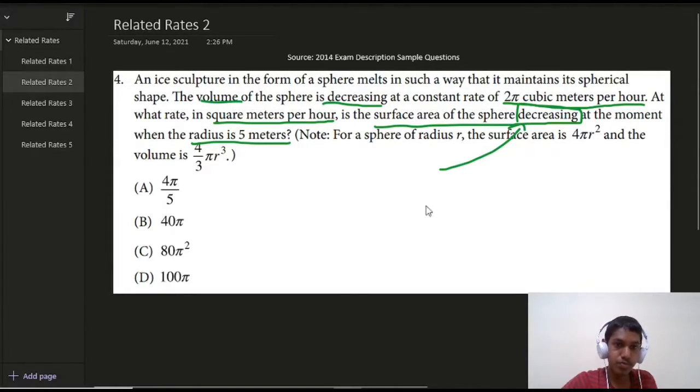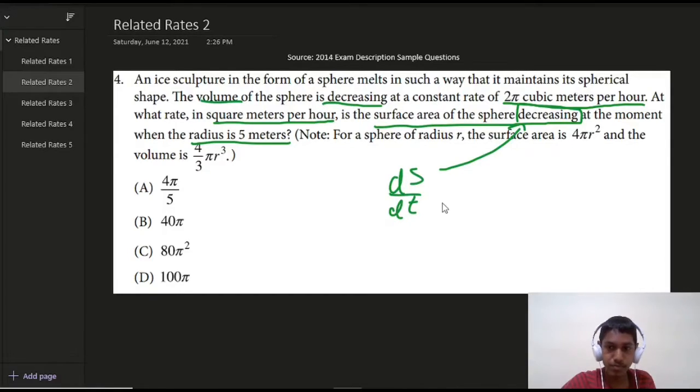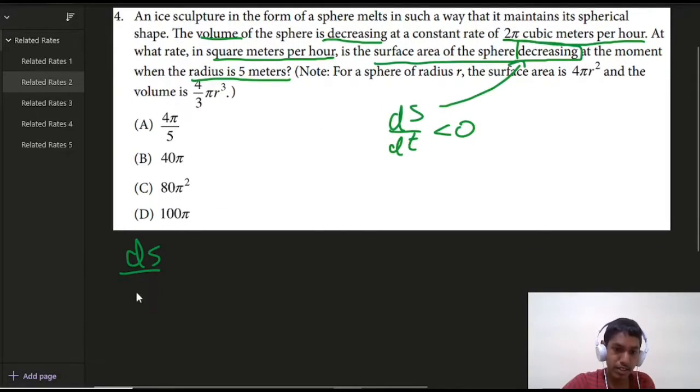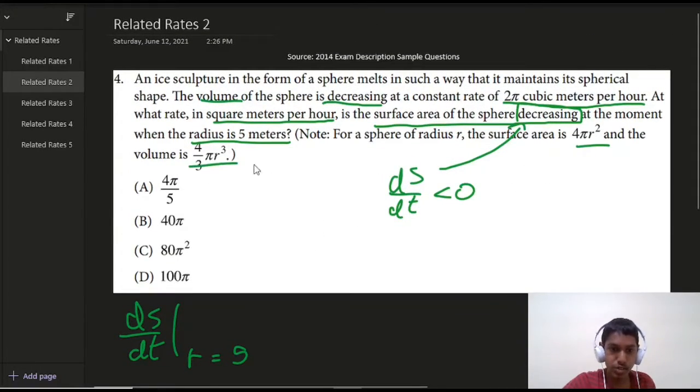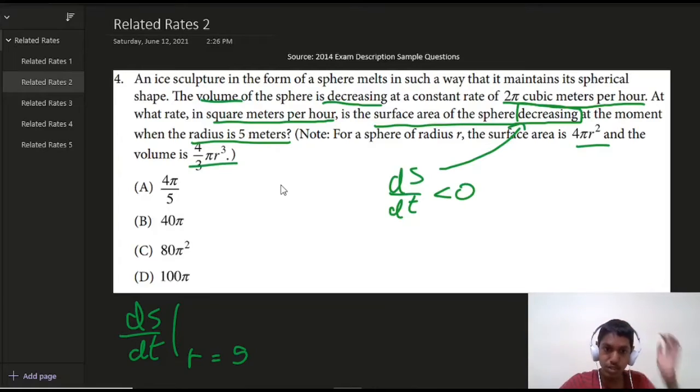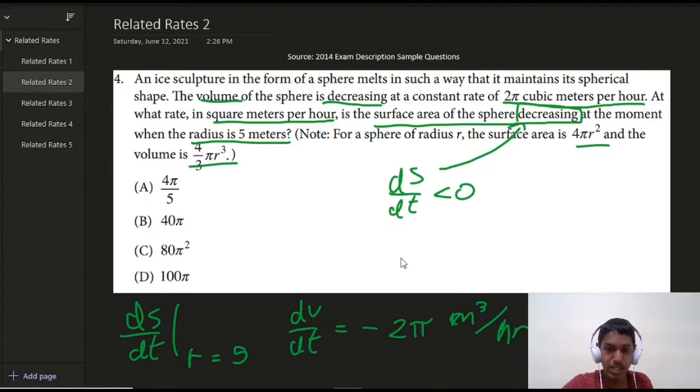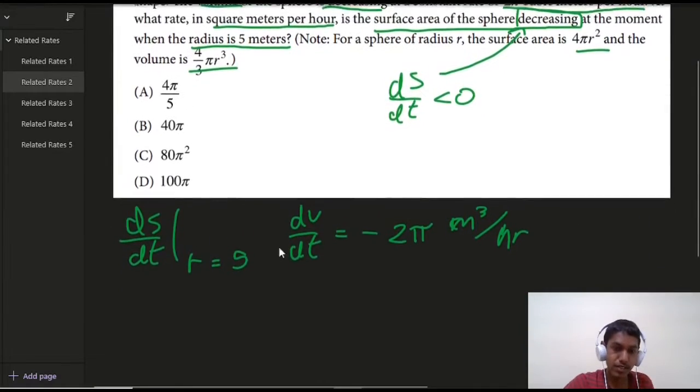dS/dt should be negative, right? Because that word decreasing there tells us that it is. At the moment, okay, so we're trying to figure out dS/dt when the radius r is 5 meters. And they give us two equations here, which we'll probably need to use. We also know how the volume is changing. It's decreasing at a constant rate of 2 pi cubic meters per hour. Okay, so I think that's the information that they have given us in the problem.